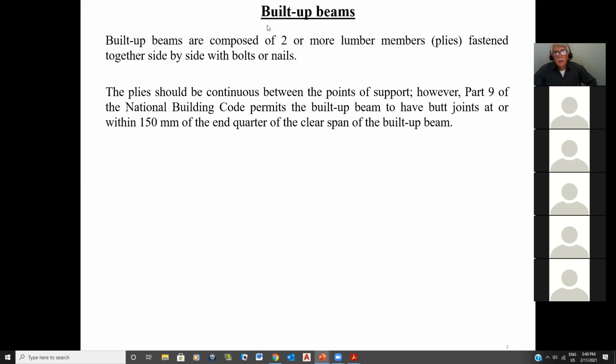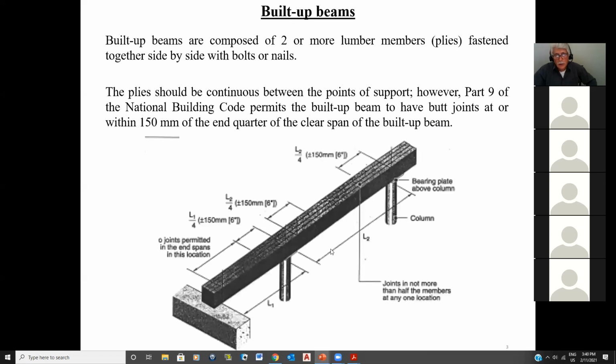So that you can appreciate this, I'll show it to you here. This is a built-up beam. In other words, this is a joist. It could be a 2x4, a 2x6, a 2x8, a 2x10, or a 2x12. In other words, 38 by 184, 38 by 235, 38 by 286. It doesn't matter what it is. These are what we call plies. If I have 3 2x12s, it becomes a 3-ply. If I have 4, it becomes a 4-ply, and so on. So that's what they mean by a built-up beam.